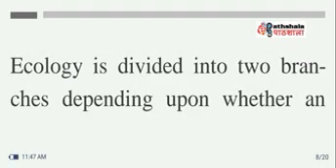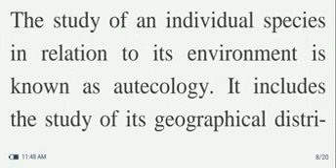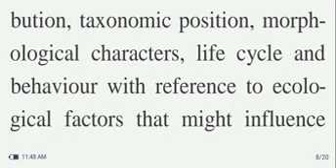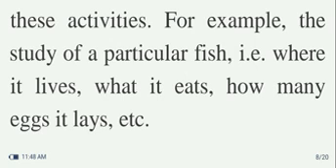Ecology is divided into two branches depending upon whether an individual organism or a group of organisms is considered in the study. Autecology: the study of an individual species in relation to its environment is known as autecology. It involves the study of geographical distribution, taxonomic position, morphological characters, life cycle and behavior with reference to ecological factors that might influence these activities. For example, the study of a particular fish, where it lives, what it eats, how many eggs it lays, etc.